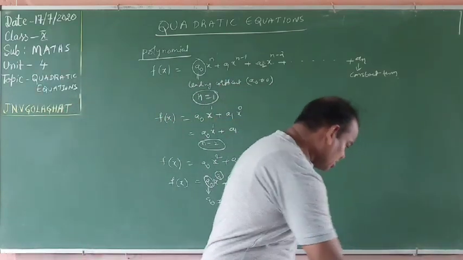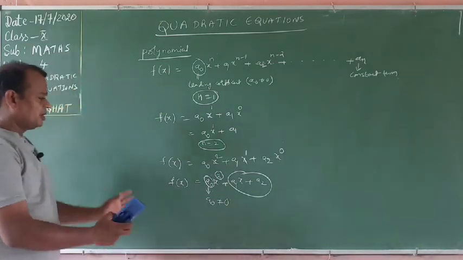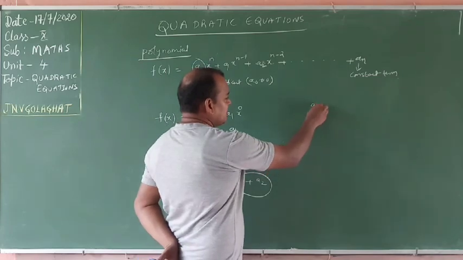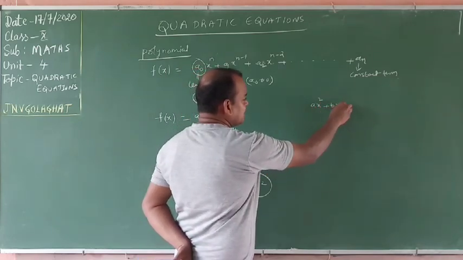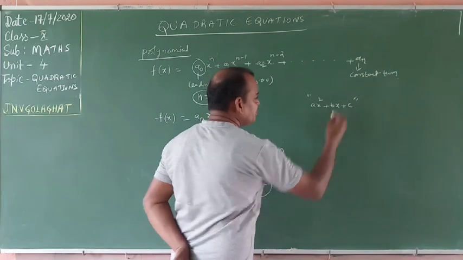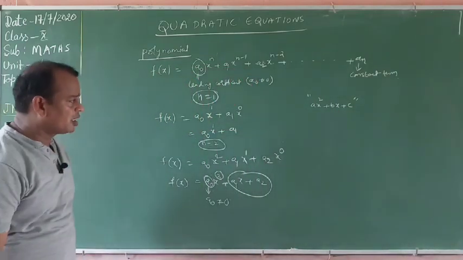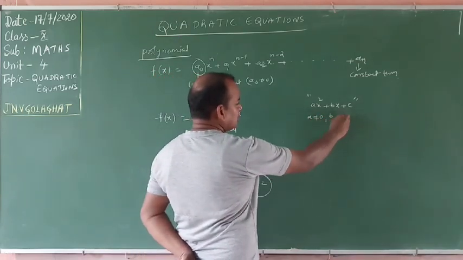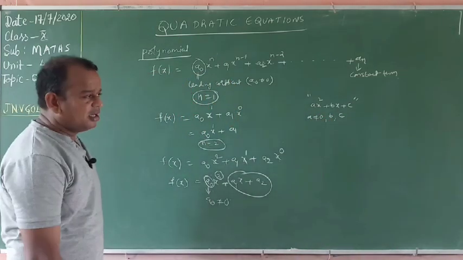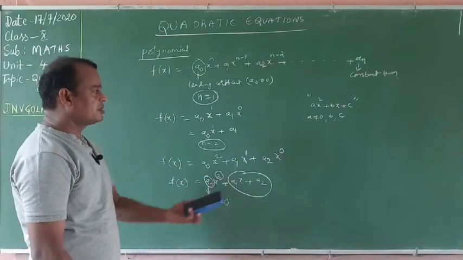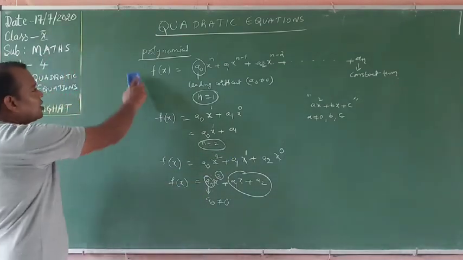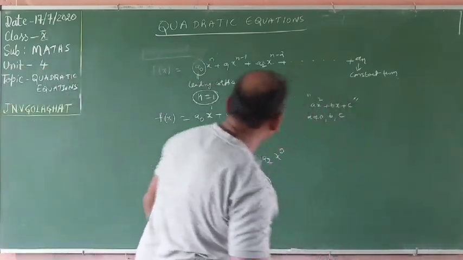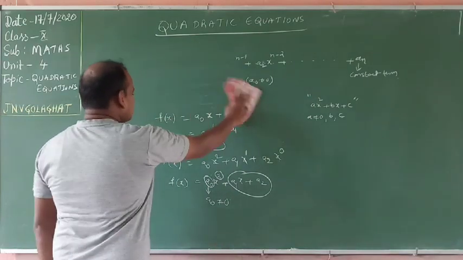Now, we have discussed the quadratic polynomial. What is its definition? Generally, ax square plus bx plus c is called a quadratic polynomial, where a is not equal to 0, and b, c are real numbers. Now, we discuss the quadratic equation. What is the quadratic equation?